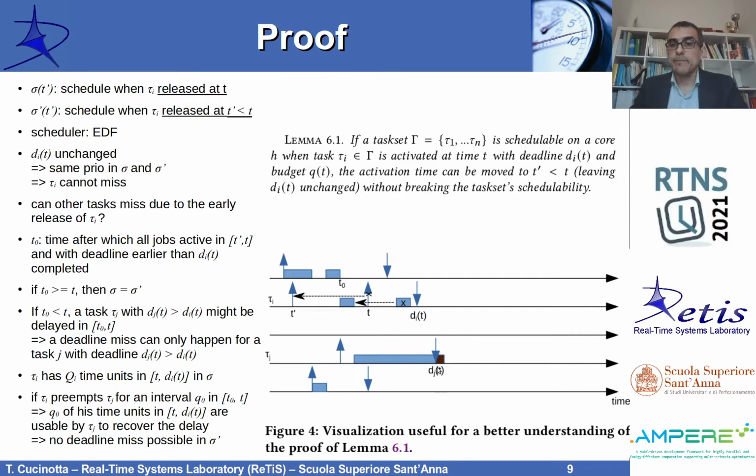Now this reasoning can be extended. This is only if tau I impacts tau j directly. We can also consider indirect impact; these details are in the paper. However, the overall point is that anticipating the release time of a task in the schedule will not change anything from the viewpoint of schedulability.